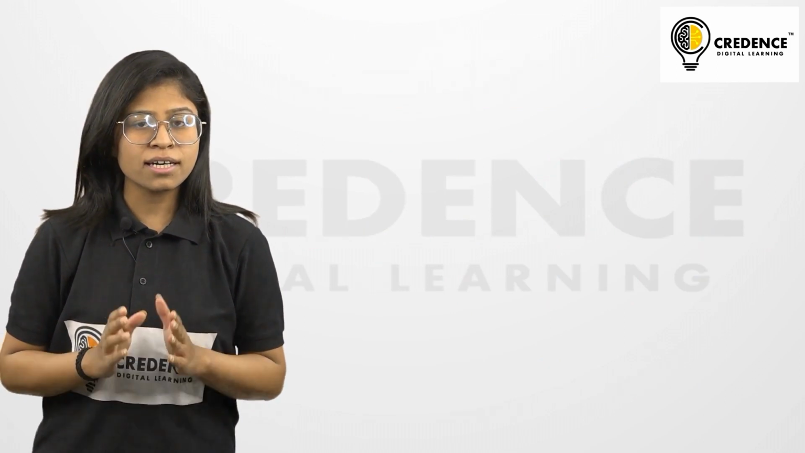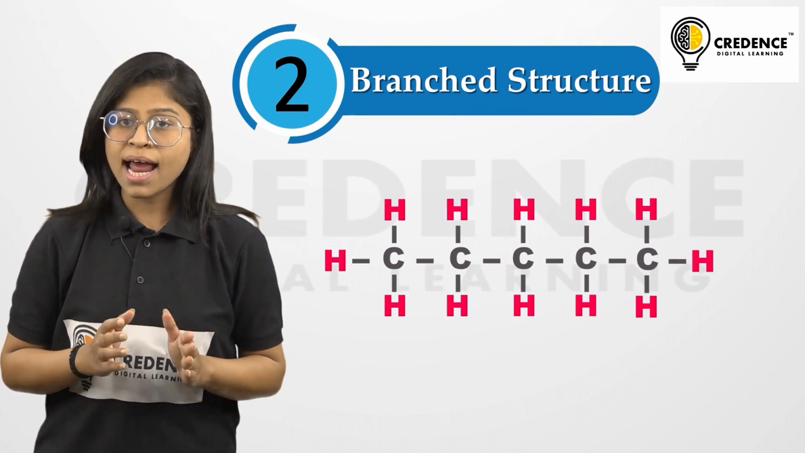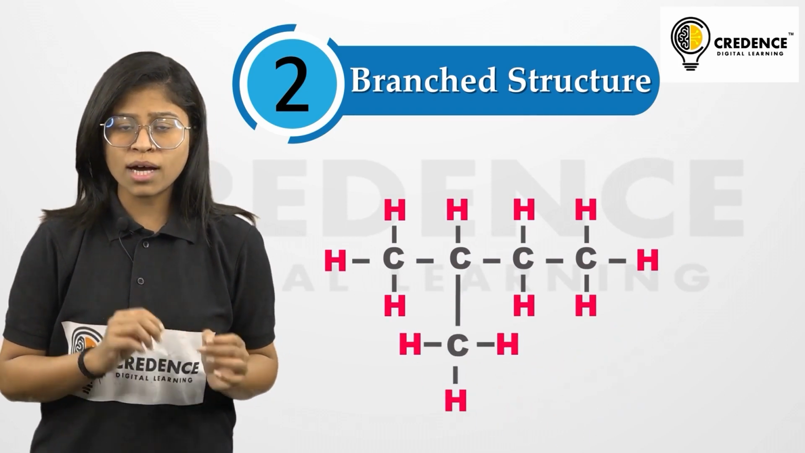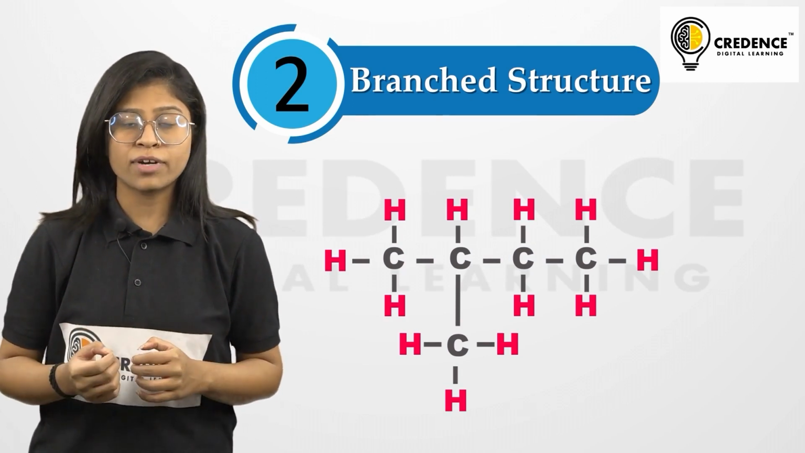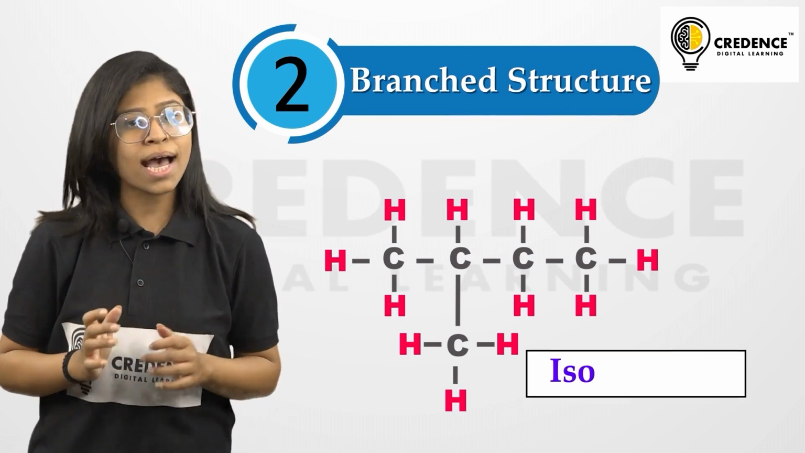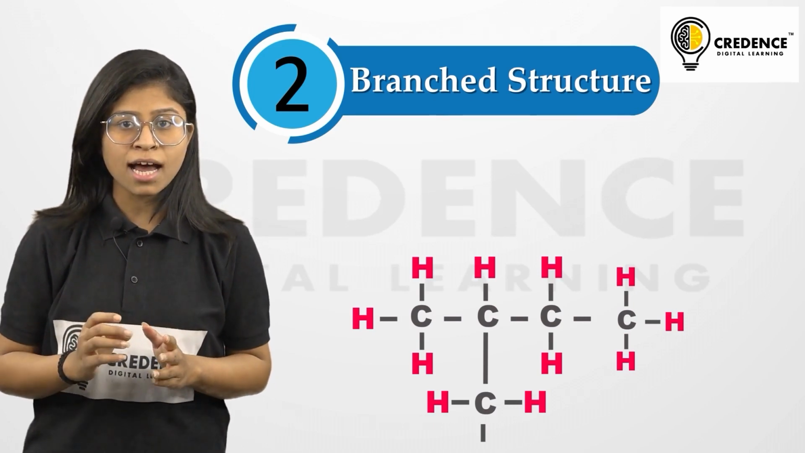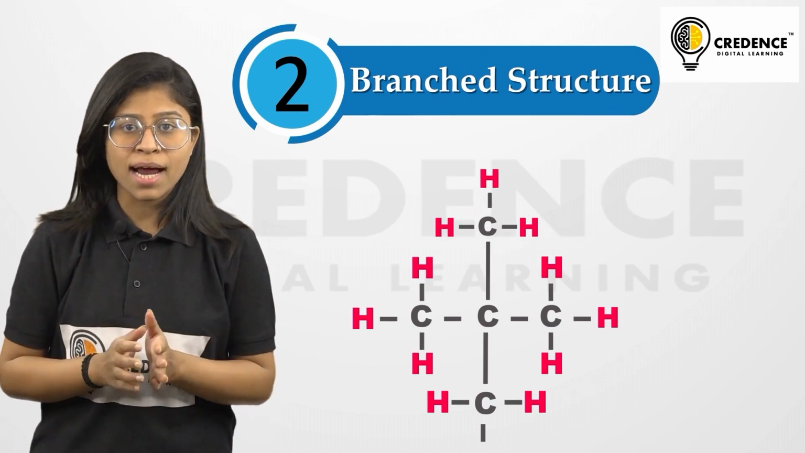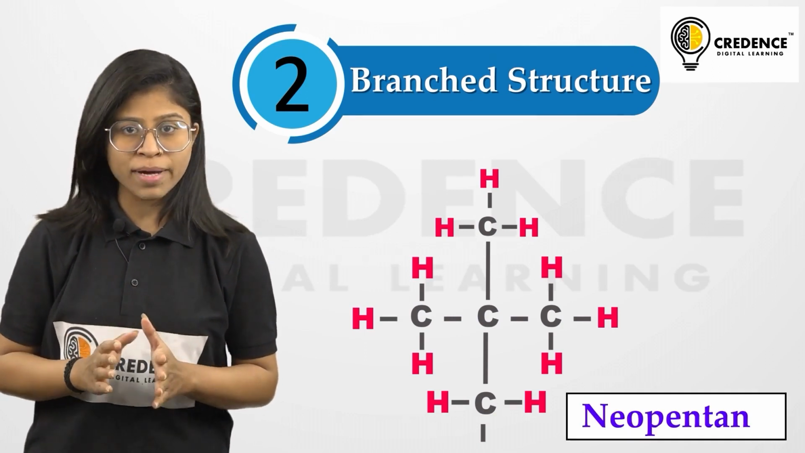Now the second structure that we are going to see is the branch structure. We are going to take the same example of pentane, and here what I'm going to do is replace the last carbon atom and attach that atom with the second carbon atom. Now the structure will be different, as you can see it is branched, and the name changes from pentane to isopentane. Now if I also arrange one of the carbon atoms on the second carbon atom, on top of the carbon atom, the structure here is completely branched, and now it will not be called isopentane but neopentane.